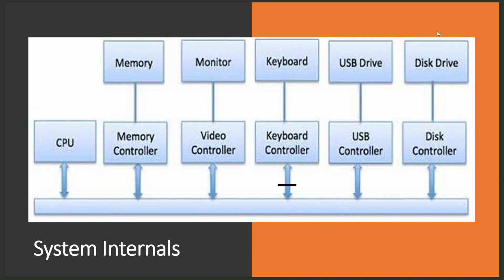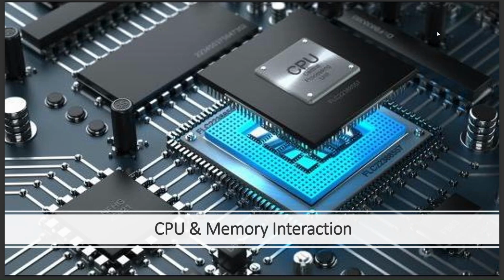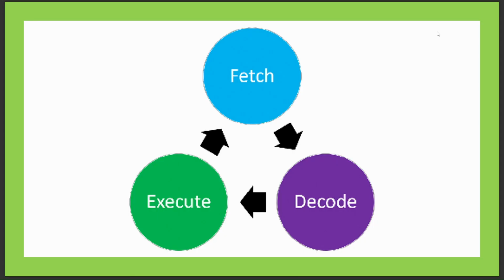A computer system consists of various components, including the CPU, memory, and input-output devices connected to a bus controller. Understanding these components is essential for programming and troubleshooting. CPU and memory interaction: the CPU interacts with memory to execute instructions and store data. This interaction occurs through a series of steps, including fetching, decoding, and executing the instructions.